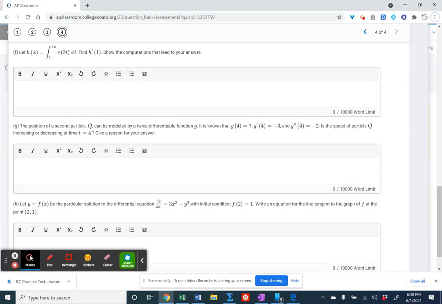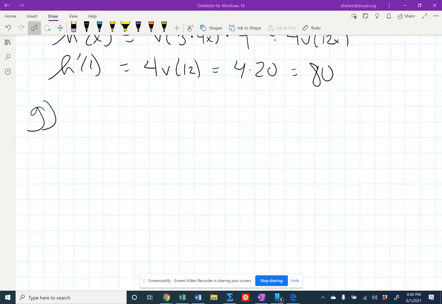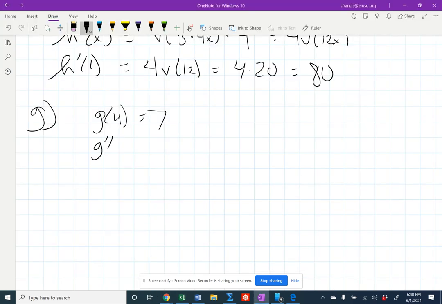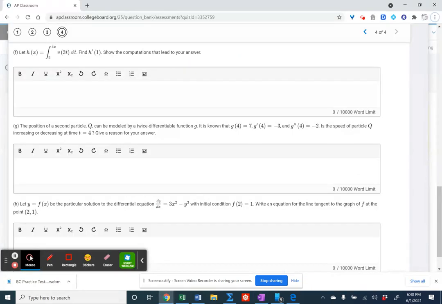G. Position of the second particle cubed and multiplied by twice the function g. It is known that g of 4 is 7. G prime of 4 is negative 3. G double prime of 4 is negative 2. Is the speed of the particle increasing or decreasing?